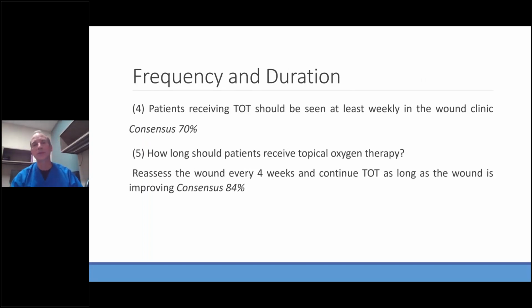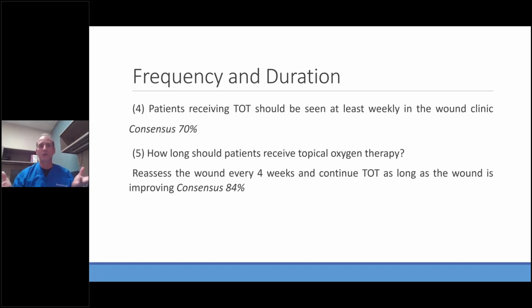Frequency and duration were the next portions and the questions in the Delphi. And number 4, patients receiving topical oxygen should be seen weekly. This actually got one of the lowest consensus we had in anything. Some people were saying twice a week. I see my patients on topical oxygen weekly.